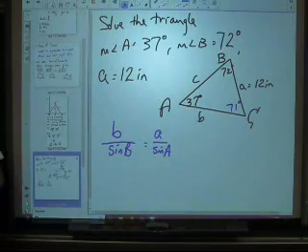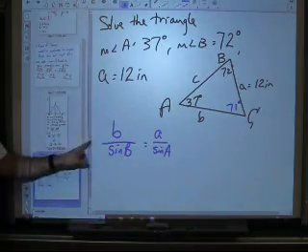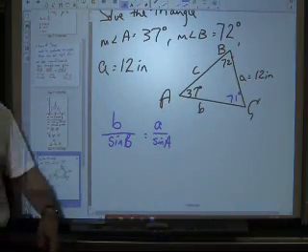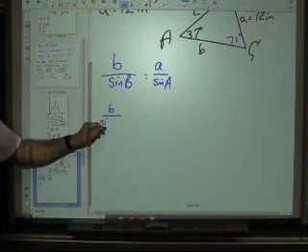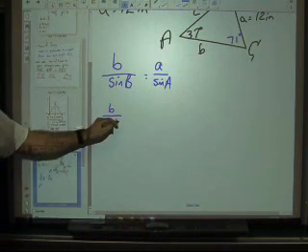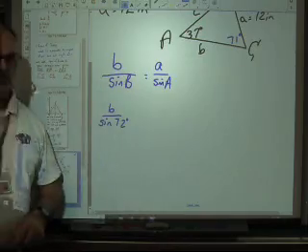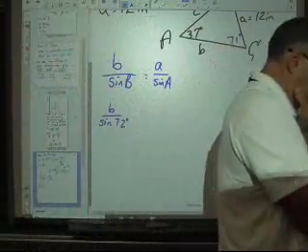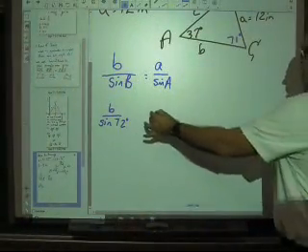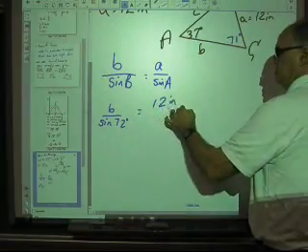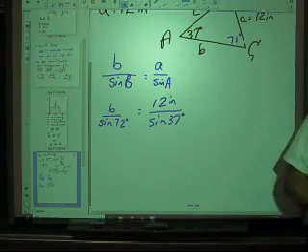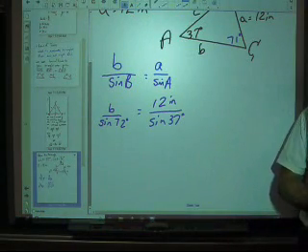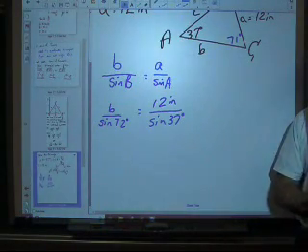Now I'm going to plug in numbers. Now this helps me memorize the formula, by the way. Not that you have to, but it wouldn't hurt you. Little b over sine, and then I look at angle B being that 72 degrees, and in this case that's going to be real important. And then little a is 12 inches, angle A is 37 degrees. Just plug in what I know. I'm not ready to plug things in the calculator yet.